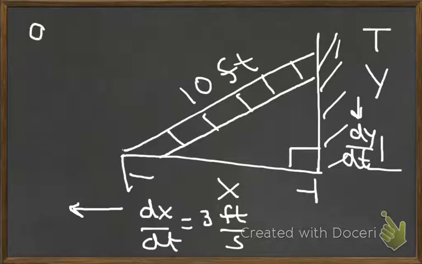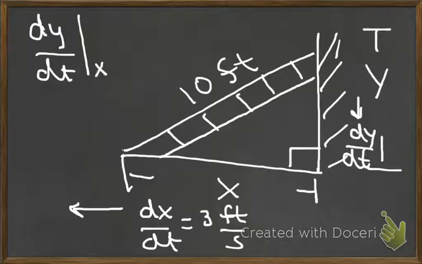So we need to find dy/dt at the instant, and they give me this here, that the bottom is 6 feet from the wall. How fast is the top of the ladder sliding down the wall when the bottom is 6 feet from the wall? So that's when the x distance from the wall is 6 feet, so x equals 6 feet. This is what I need to find out.